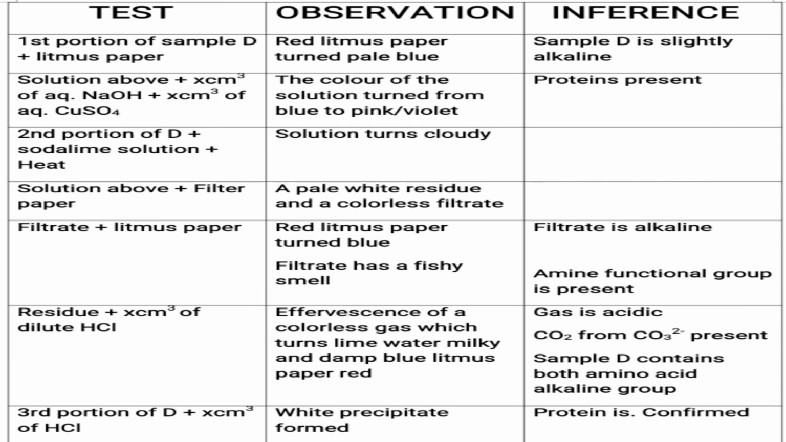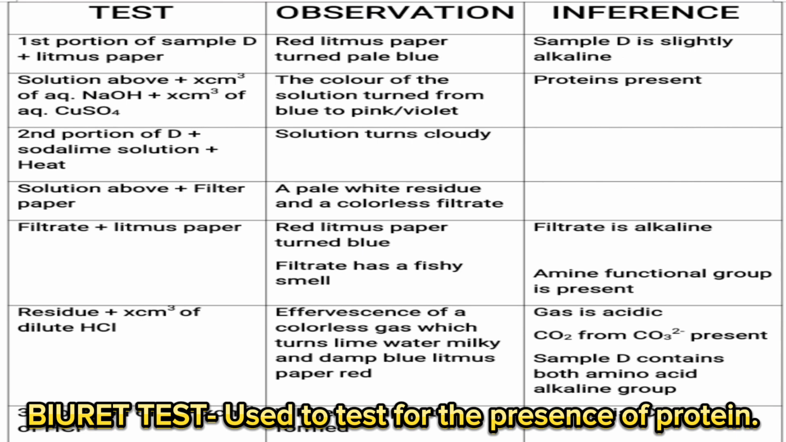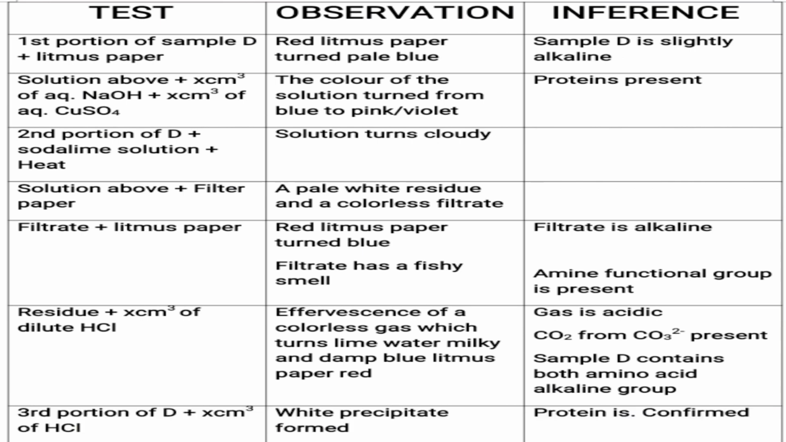Next, they could tell you that to that solution, add a certain volume of aqueous sodium hydroxide and a certain volume of copper(II) sulfate. When we do that, the color of that solution, which was blue, will turn pink or violet. Now, when we get this coloration, it simply tells us that protein is present. And this test is known as the biuret test, and the biuret test is used to test for the presence of protein. So the biuret reagents are NaOH, that's sodium hydroxide, and CuSO4, that's copper(II) sulfate.